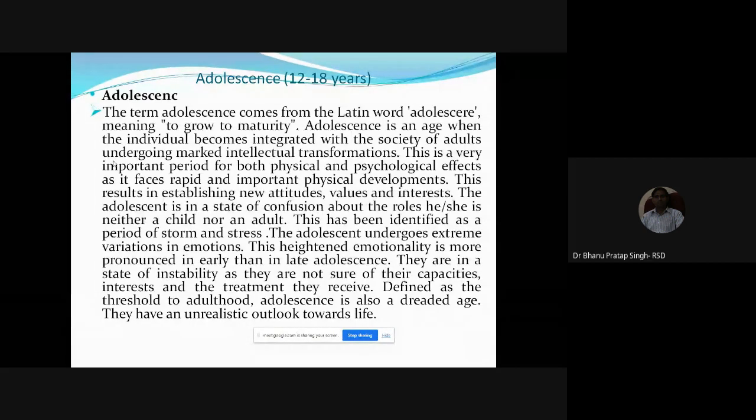Further, adolescence is a state of confusion about their role. Are they a child or are they an adult? They always become confused about their role. As I said, one philosopher, even most of the philosophers and psychologists identified this age as a period of storm and stress.